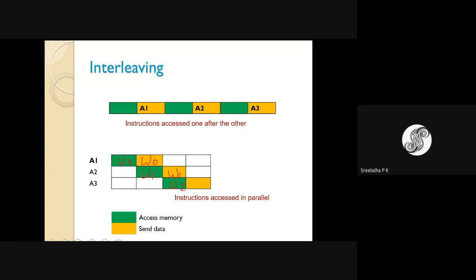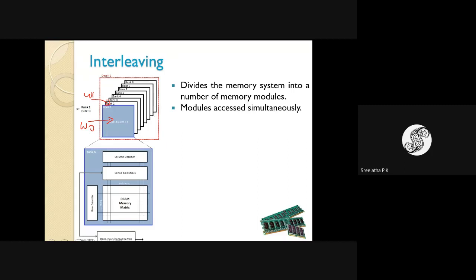And that memory is being accessed. Fine, so it is possible by dividing the memory, that is the RAM chip, into a number of modules. Modules are accessed simultaneously. But there should not be a clash: after sending this data, then the next word's data has to be sent. Not everything in parallel.